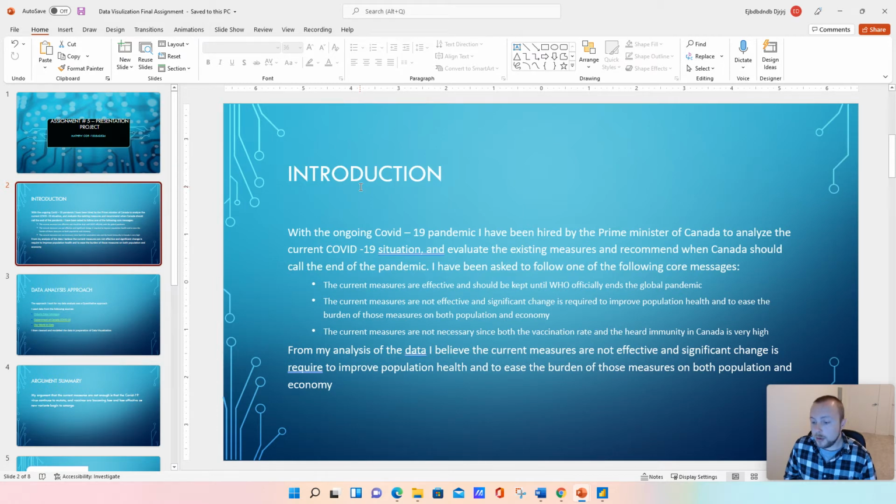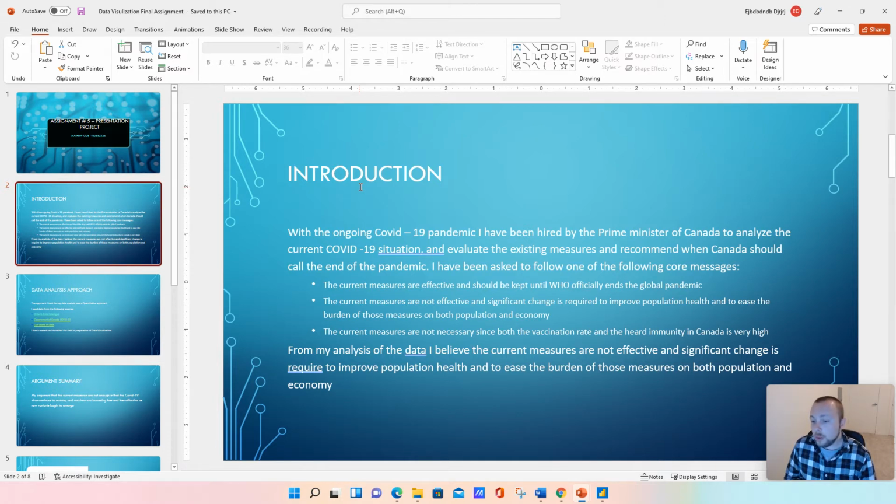So the following core messages are the three options that I was given to choose from, and based on my analysis, determine which message I will be going with. So the three options that I had were: the current measures are effective and should be kept until the WHO officially ends the global pandemic. The current measures are not effective and significant change is required to improve population health and to ease the burden of those measures on the population and the economy. Or the current measures are not necessary since both the vaccination rate and the herd immunity in Canada is very high.